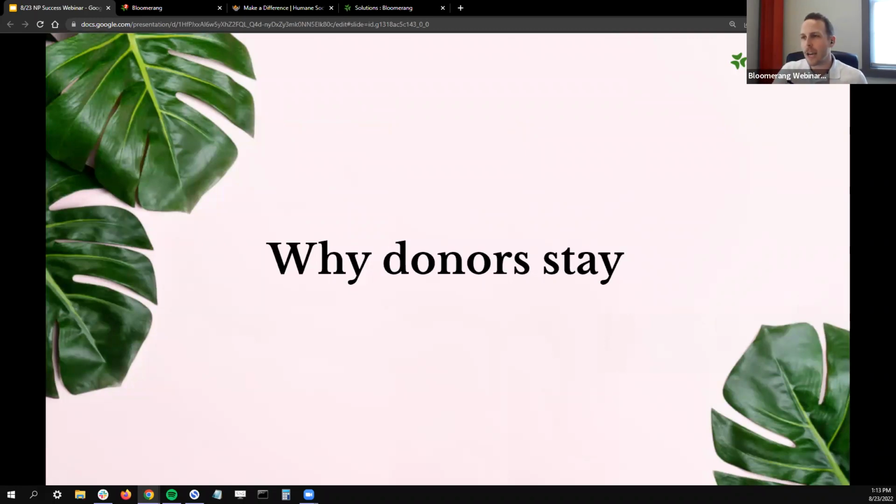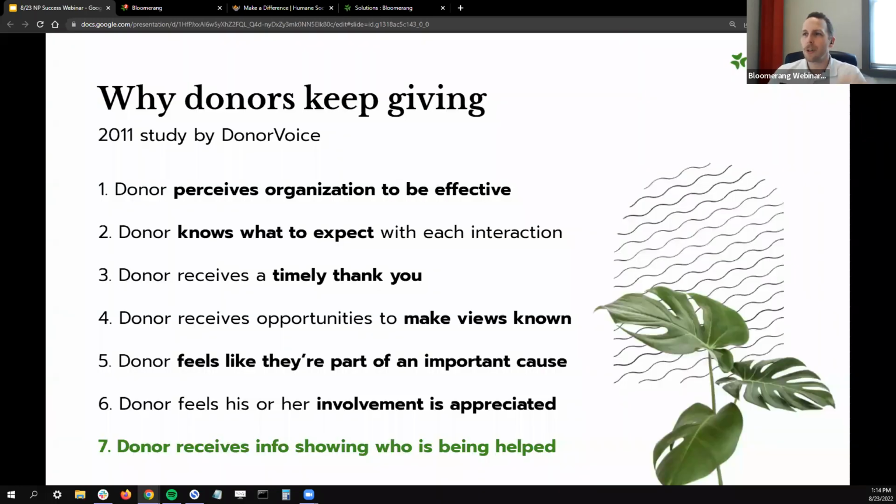So on the flip side, why do donors stay? We looked at why they lapse. We understand those problems. They're fairly point blank as far as just communication. Why do donors keep giving? So it's kind of on the opposite side of the coin. Donors perceive the organization to be effective. They know what to expect with each interaction. We're going to talk about that in a few slides. They got a timely thank you.